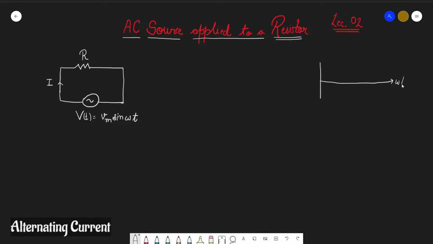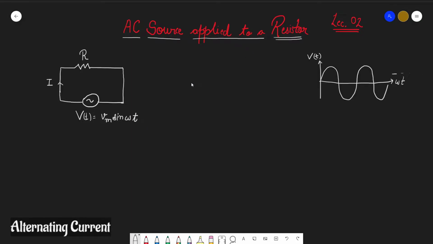Suppose I take the omega t axis as the x-axis, and this is the function of time, your voltage, which is Vm sine omega t. This is a sinusoidal curve. Now, if Vm was not there, if we say a general sine wave, only sine omega t is there.